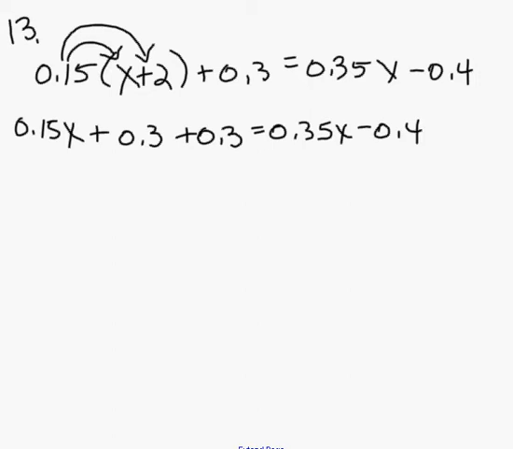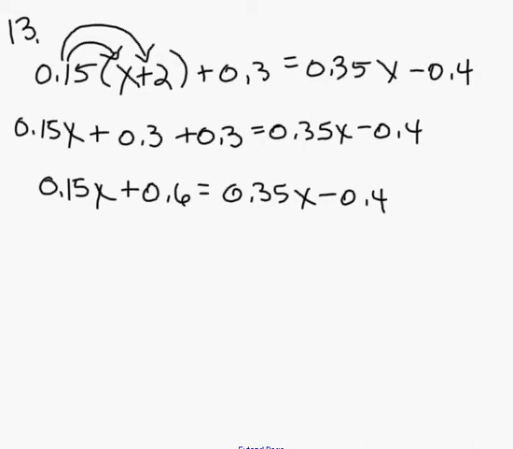Now on the left-hand side, I have like terms to collect. I have a 0.3 plus 0.3. So I have 0.15x plus 0.6 equals 0.35x minus 0.4. Now I'm going to move that variable term from the left to the right. Excuse me, I said that wrong. From the right to the left. So I'm going to subtract 0.35x to both sides.